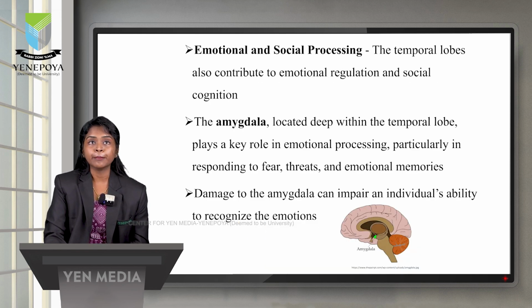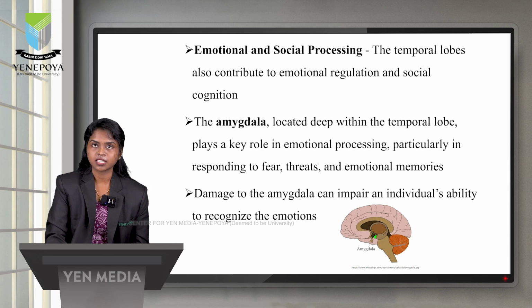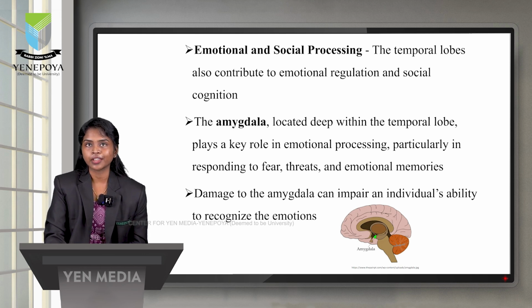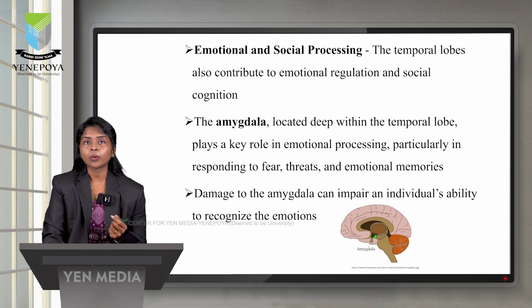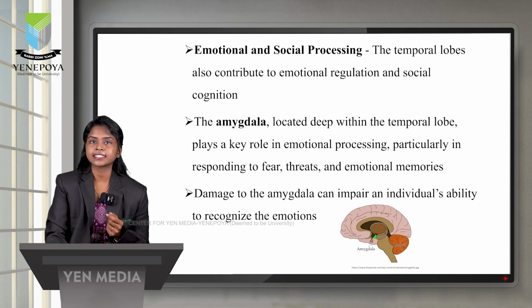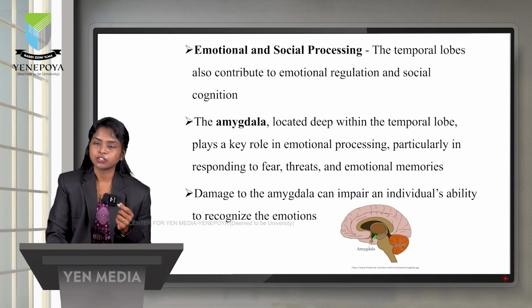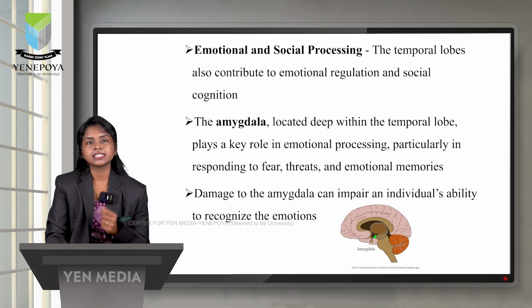So next is emotional and social processing. The temporal lobe also contributes to emotional regulation and social cognition, which means it involves the amygdala. It's located deep within the temporal lobe and plays a key role in emotional processing, particularly in responding to fear, threats and emotional memories.